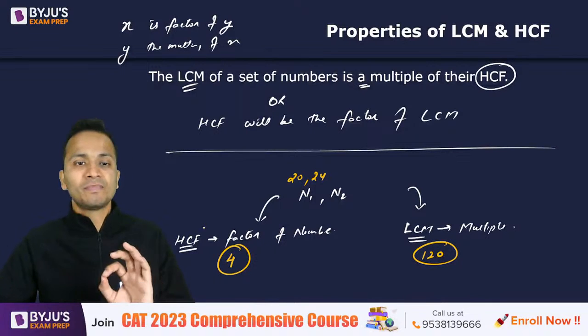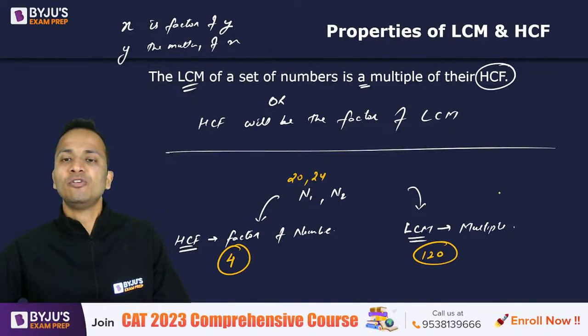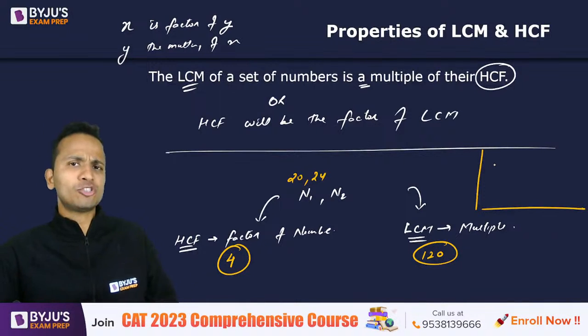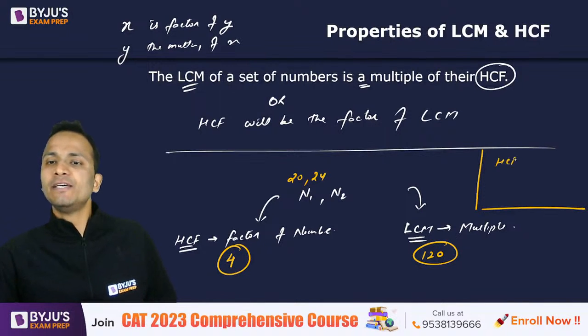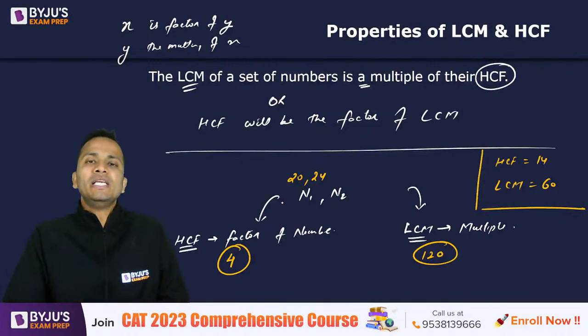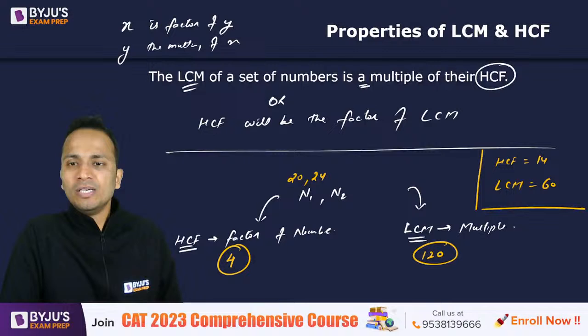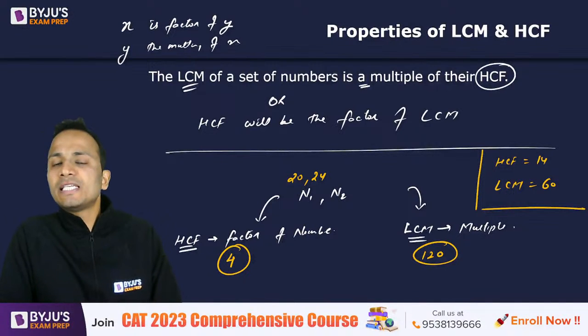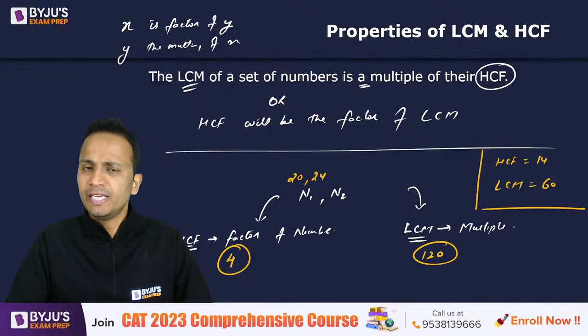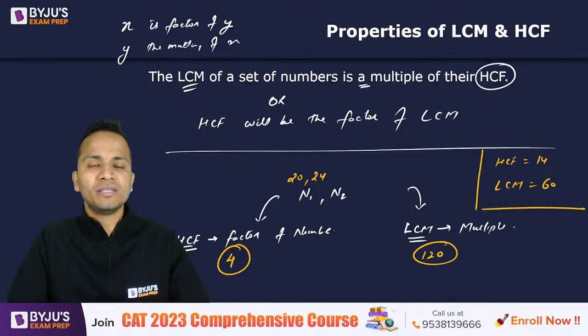For example, if I tell you that for two natural numbers, HCF is 14 and LCM is 60. Simple. I am saying HCF is 14, LCM is 60. So you just check if 60 is the multiple of 14. Is 60 a multiple of 14? Yes or no? Come on, tell me. Is 60 the multiple of 14?